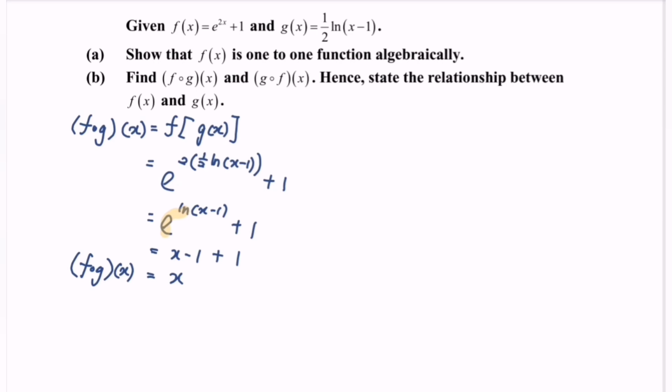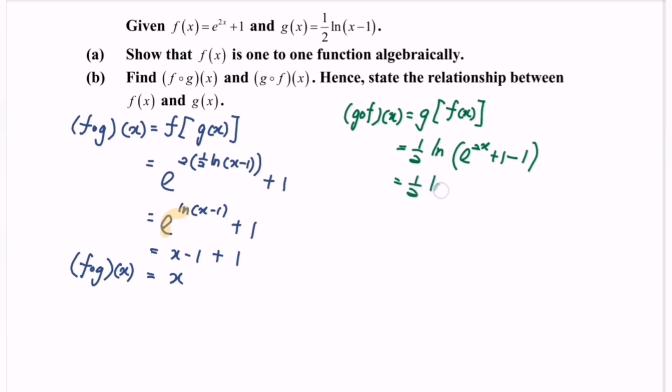Next, we are going to find g∘f. So g∘f(x) equals g(f(x)), meaning substitute f(x) into g(x). So we will have 1/2 ln(e^(2x) + 1 - 1). Simplify: 1/2 ln(e^(2x)). By using the properties, as we all know, ln e gives 1. So finally, we will have 1/2 multiplied with 2x. Then g∘f(x) is equal to x.